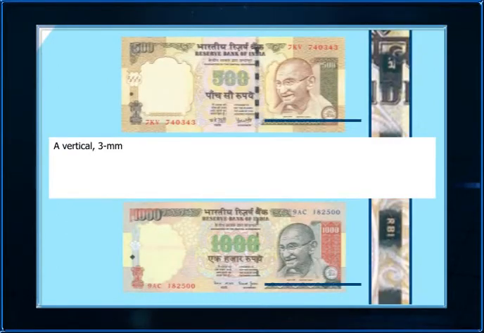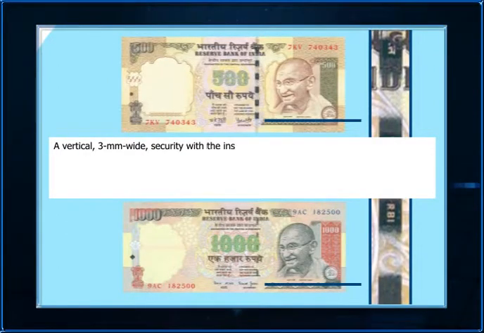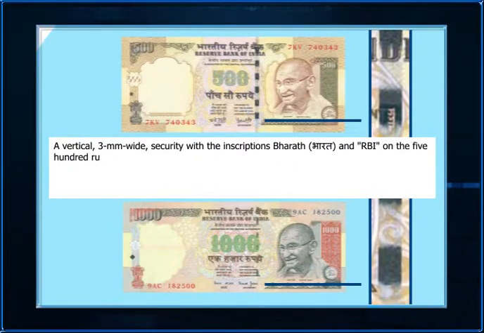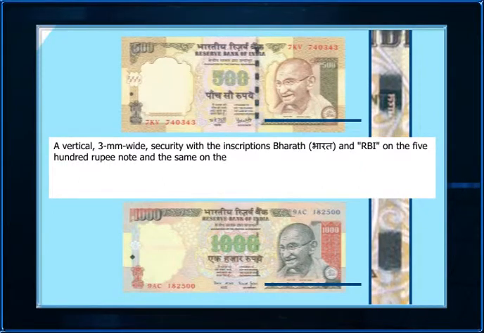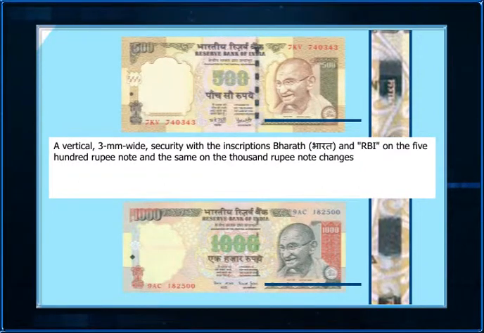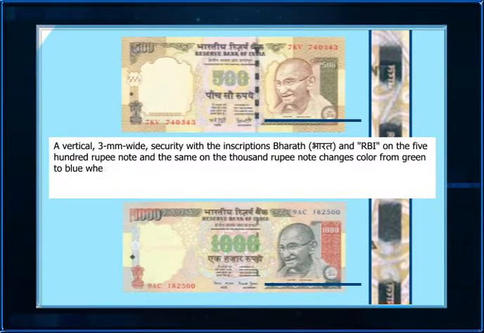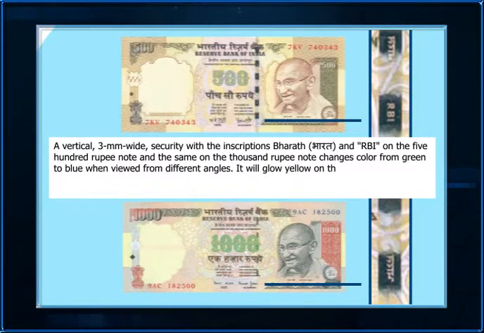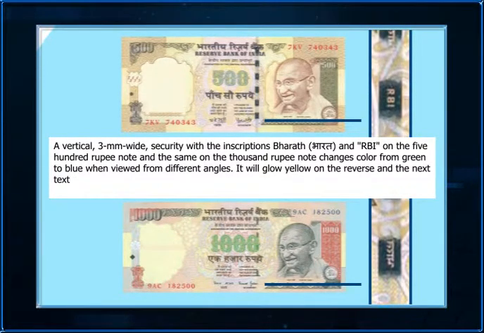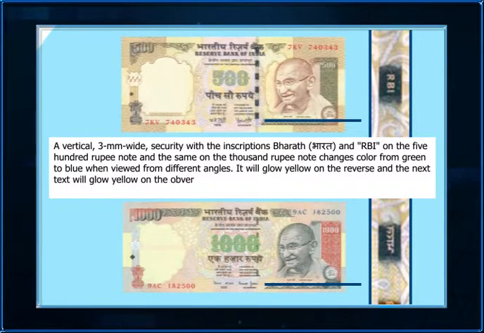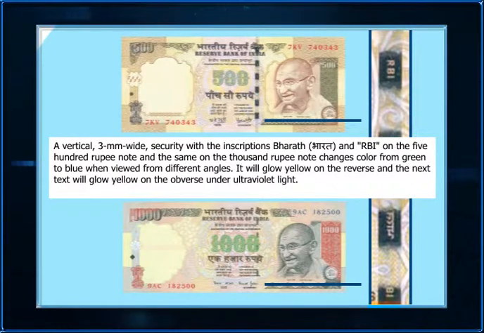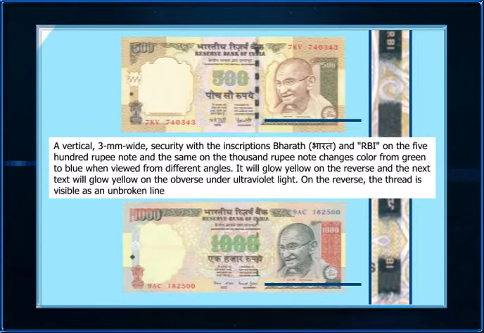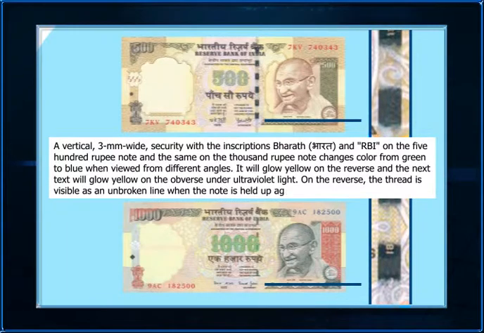A vertical 3 mm wide security thread with the inscription Bharat and RBI on the 500 rupee note and the same on the 1000 rupee note changes color from green to blue when viewed from different angles. It will glow yellow on the reverse and the text will glow yellow on the obverse under ultraviolet light. On the reverse, the thread is visible as an unbroken line when the note is held up against light.